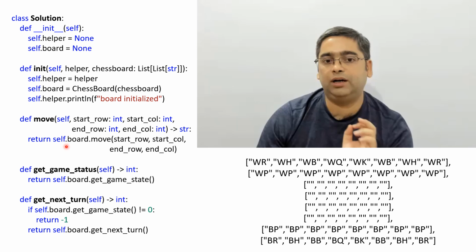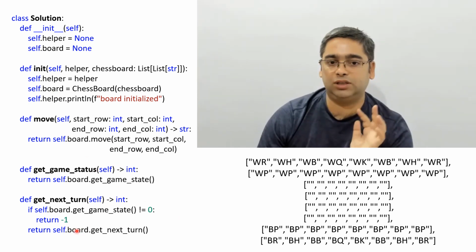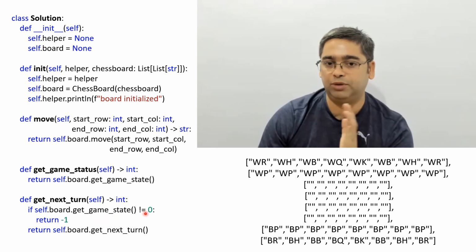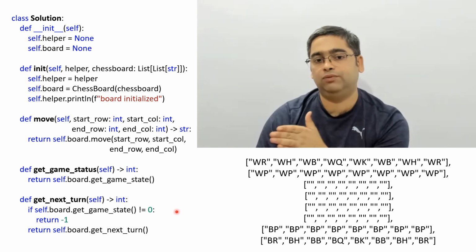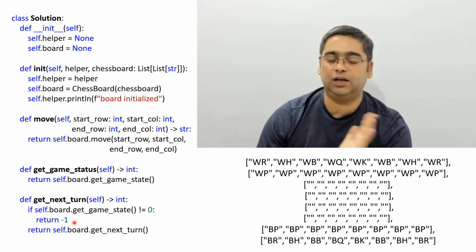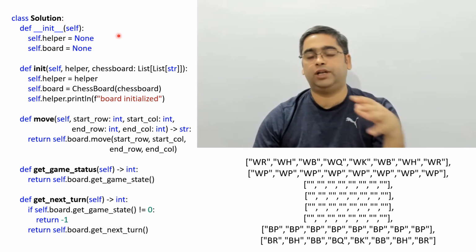For its move method, it simply calls the board. For get game status, it calls the board. For get next turn, it simply calls the board. So all it does is call the chessboard object. Here it handles only one case. If the game state is not 0, that is the game is over and one of either white or black has won, then it returns -1, meaning no one's turn is next. So this is all about how we test our code.